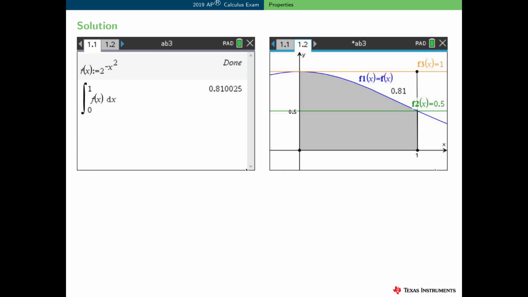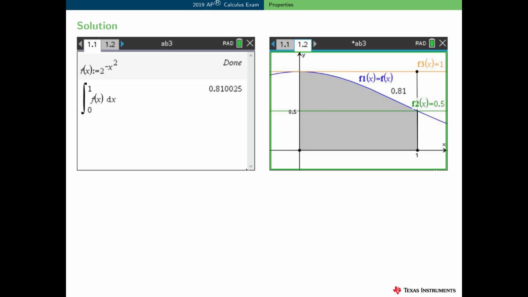I used a little technology to illustrate and confirm this inequality. Using the TI-Nspire, I defined the function f, and then I found the definite integral on a calculator page. Notice that my answer is a numerical approximation, approximately 0.81. This value is between 0.5 and 1, thank goodness. I wonder if you can explain to me why I didn't get a symbolic answer.